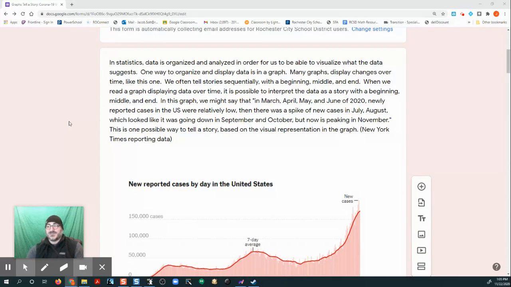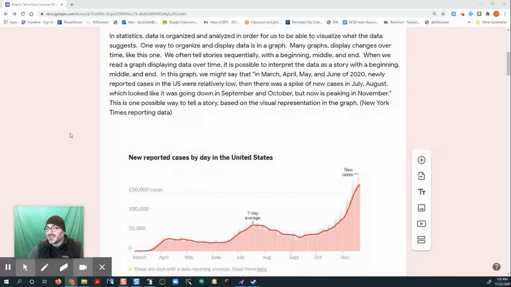So in statistics, we know that data is organized and analyzed for us to be able to visualize what the data suggests, what the data is telling us. One way to organize and display data is a graph. Many graphs display changes over time, like this one. We often also tell stories sequentially, right? Normally, a story has a beginning, a middle, and an end. Well, you can read a graph displaying data over time and interpret that as a story with a beginning, a middle, and an end, right?